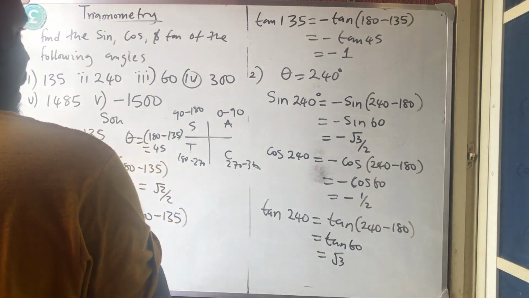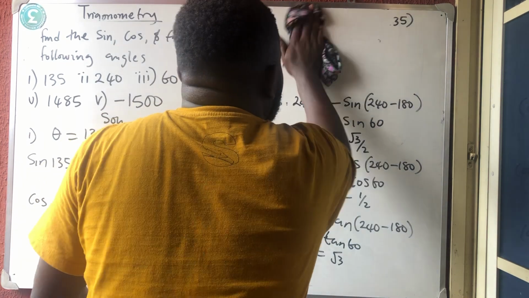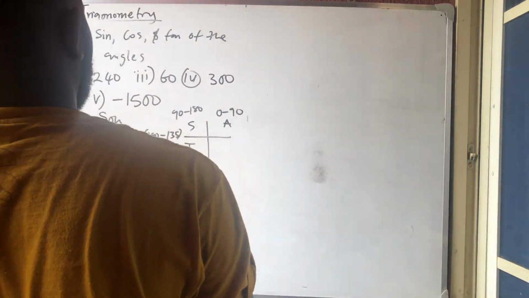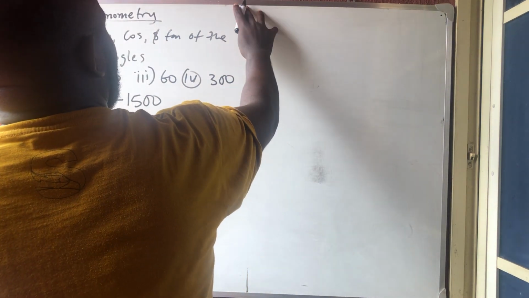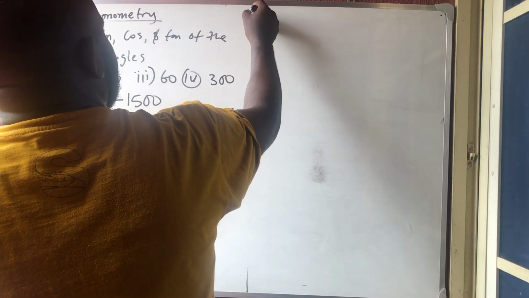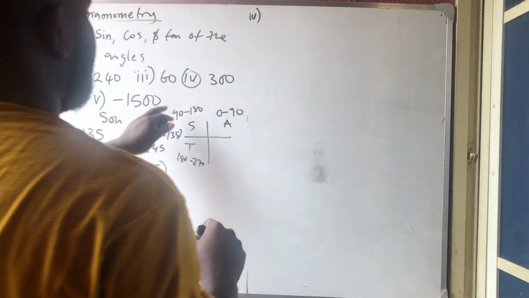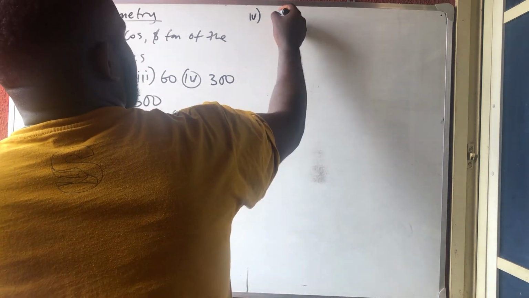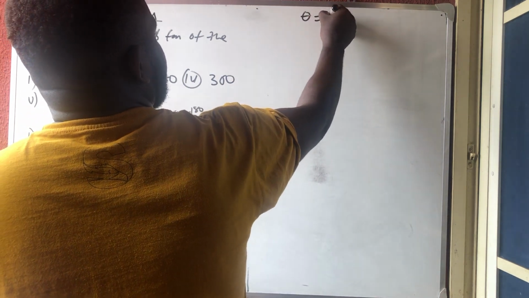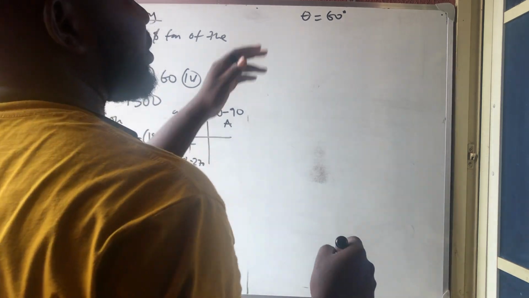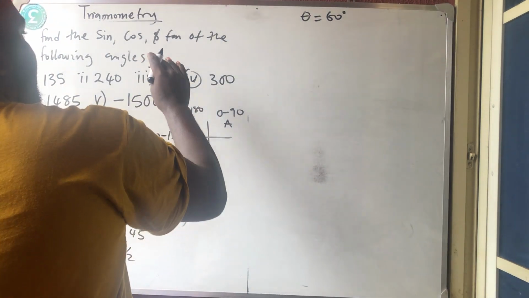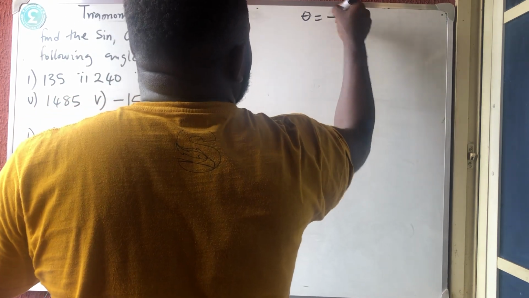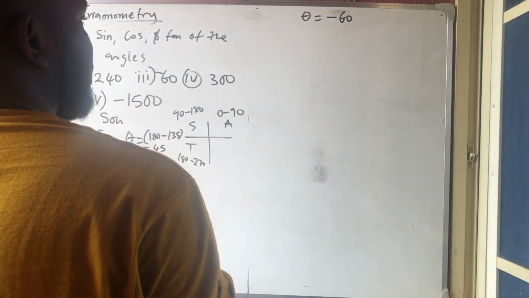So, permit me to clean here. Let me do number 3. Number 3 says sine 60, that your theta is 60. You see, this one is already in the first quadrant. We don't need to start reducing anything. Okay, let me make it minus 60 so that we will do something.